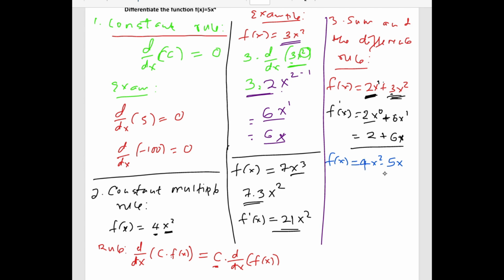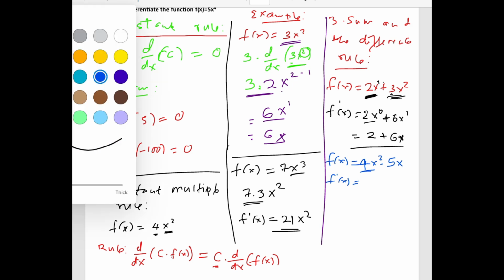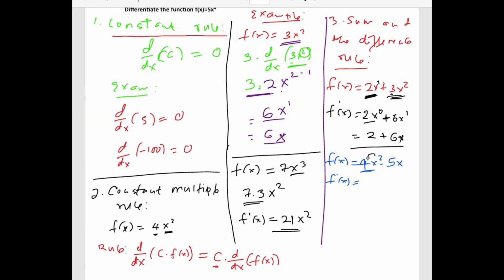What you need to do is very simple, the same procedure. You differentiate each term separately. Your f prime of x, the derivative of the function, is differentiated as follows. Remember, you multiply the power with this 4 here. So 4 times 2, you get 8, and then x, and for the power 2 you subtract 1, so you have 2 minus 1, which is just 1.